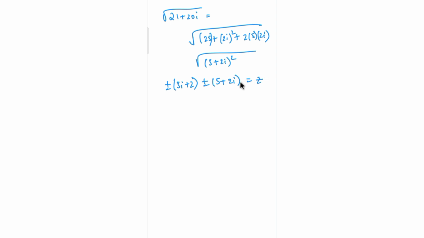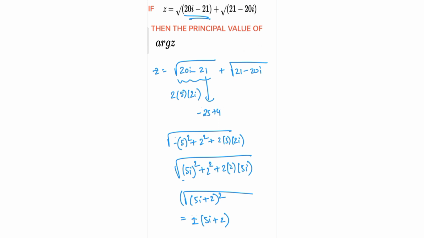So this is our z. Basically we can take plus and plus at once, plus and minus at once, minus and plus at once, and minus and minus at once. So the total cases that we're going to get is z equal to 7 plus 7i, this is the first one, then z equal to minus 3 plus 3i, minus 7 minus 7i, and 3 minus 3i. So these are the 4 values of z that we're going to get. And for each value, 7 plus 7i, minus 3 plus 3i, minus 7 minus 7i, and 3 minus 3i, we need to find the principal value of argument of z.